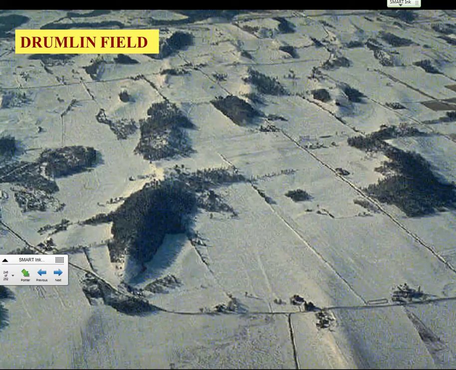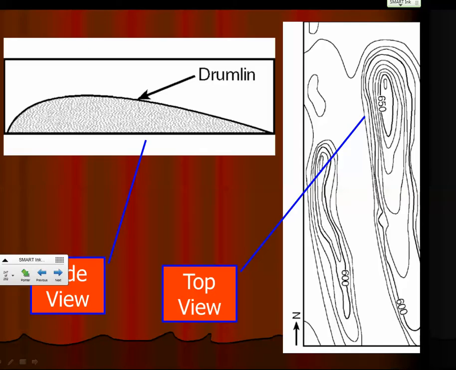Here's a drumlin field in New York State. You can see these areas where there's pine trees. Farmers don't farm up the drumlins. They farm in between the drumlins, and so the trees are left behind. And they are oriented in the direction the ice went.